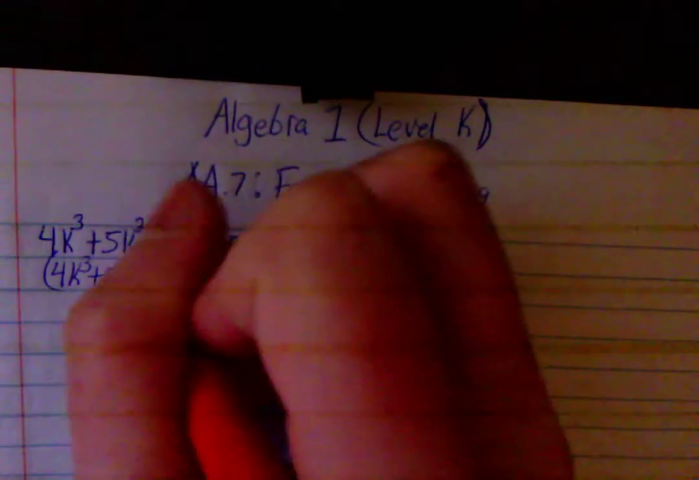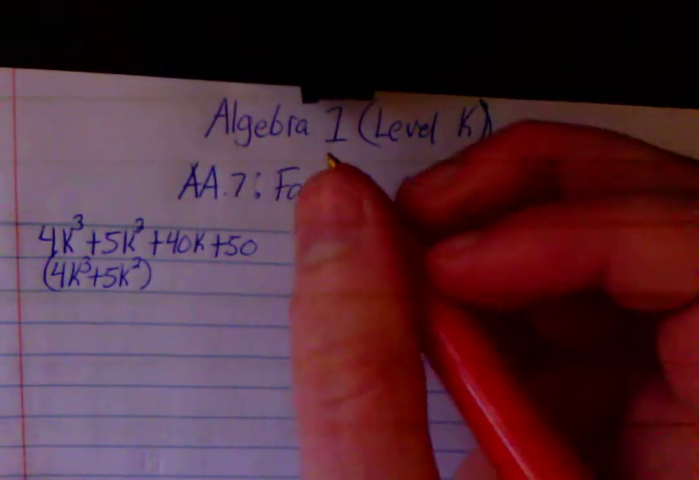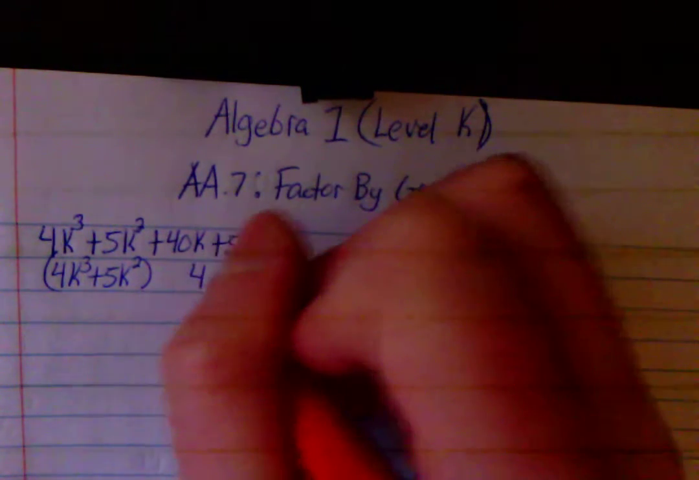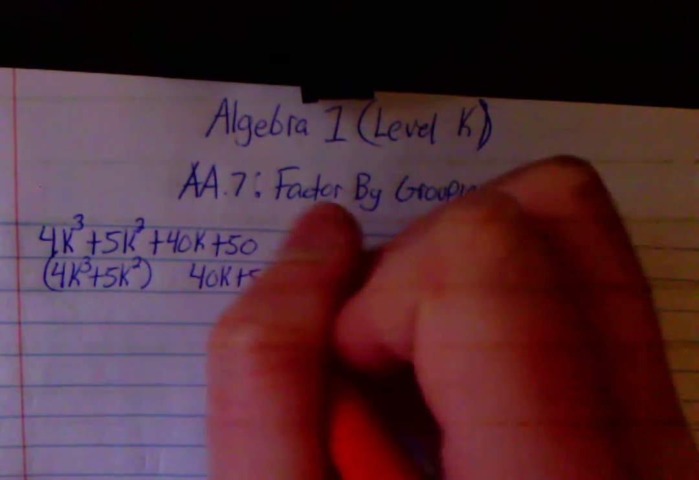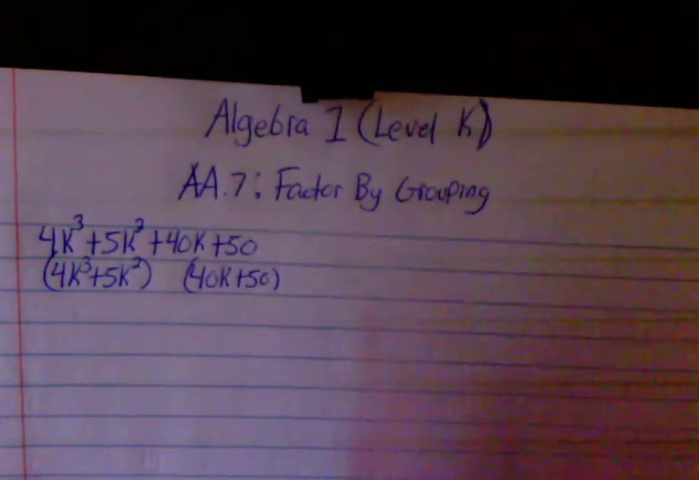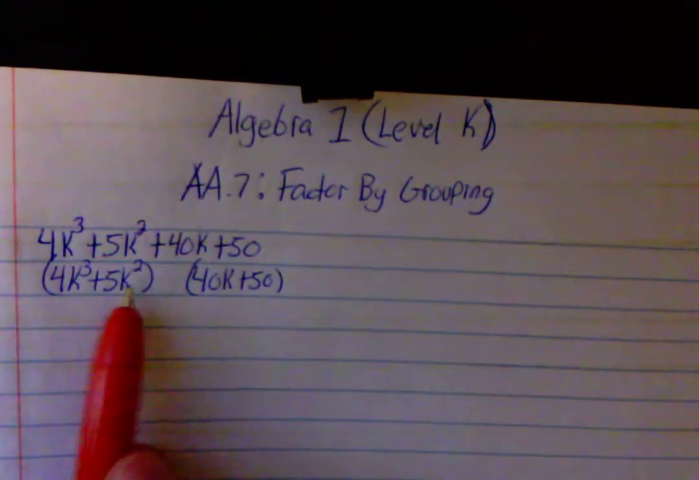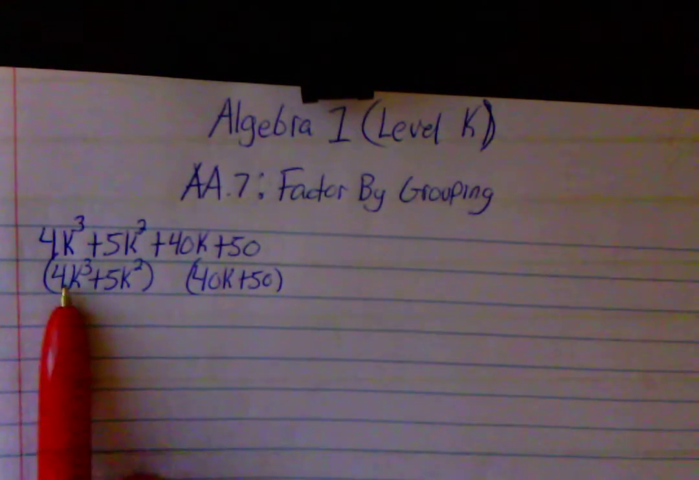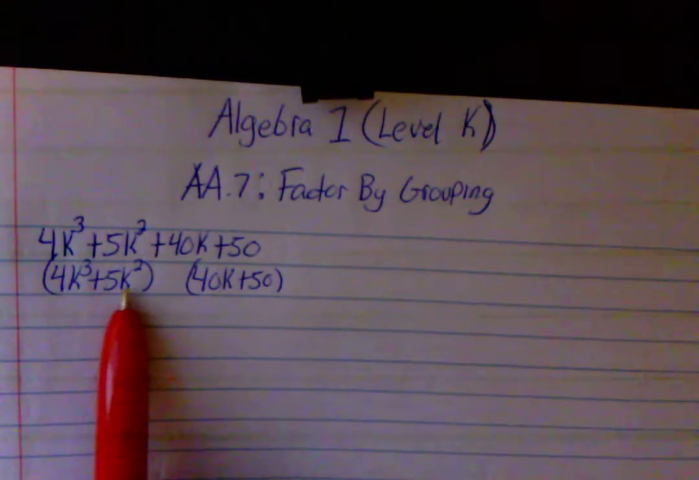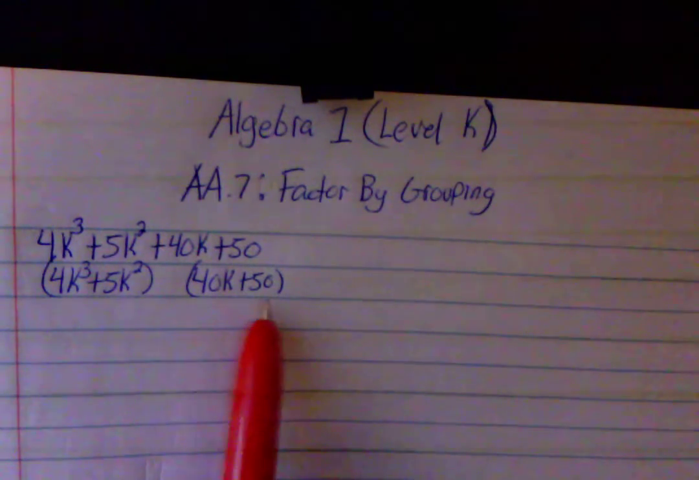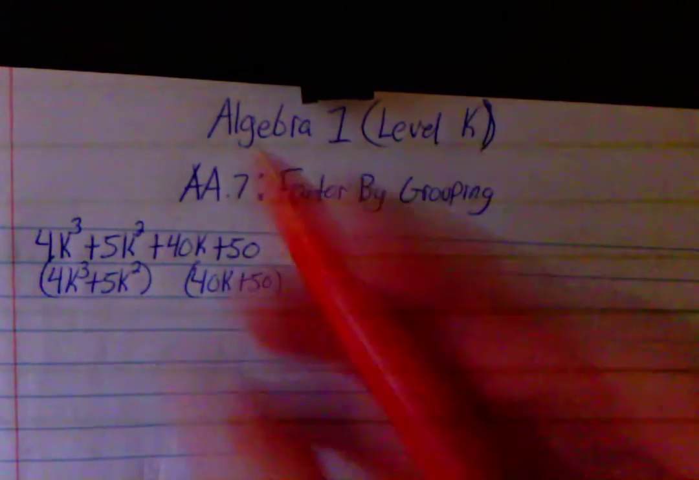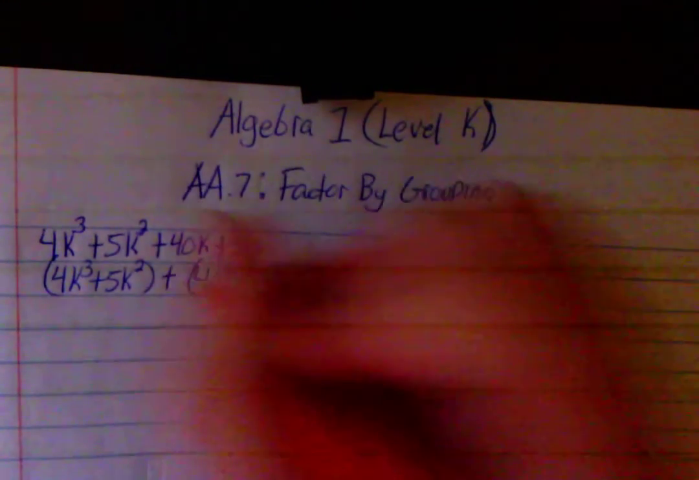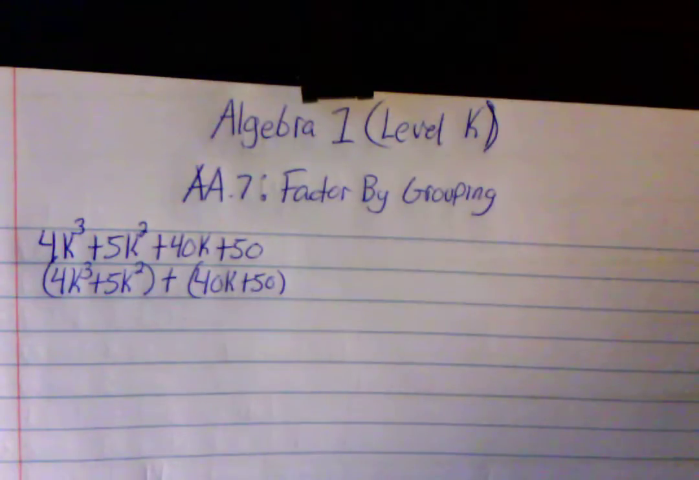I am going to group those together. I'm going to do that by putting parentheses around them, and I'm going to group 40k plus 50. Okay, now I did change the question a little bit, because now this is saying 4k cubed plus 5k squared times 40k plus 50, which is not what the original was saying. So I'm going to put a plus sign here to make the question still true.